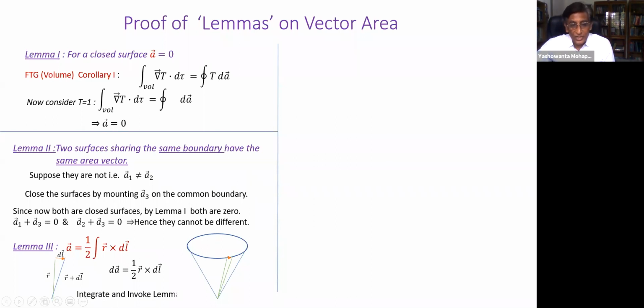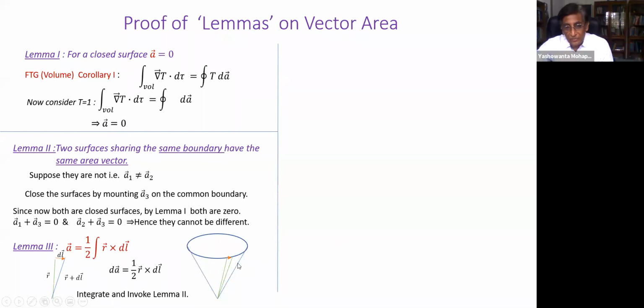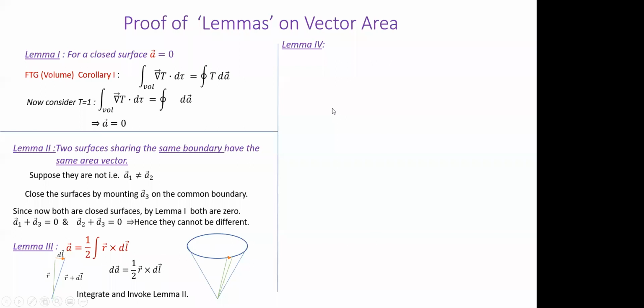So you integrate it and invoke lemma 2. If this is the area of this conical surface, then by lemma 2 the area of this surface will also be the same. And hence the first three lemmas are proven. All right, so now lemma 4, which is important for our derivation later.